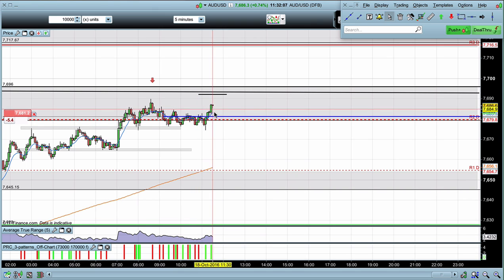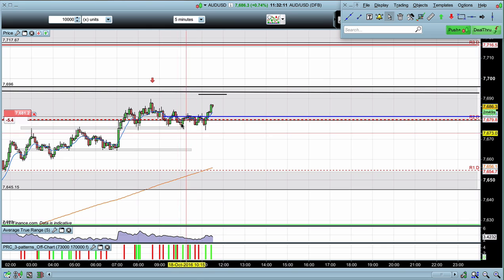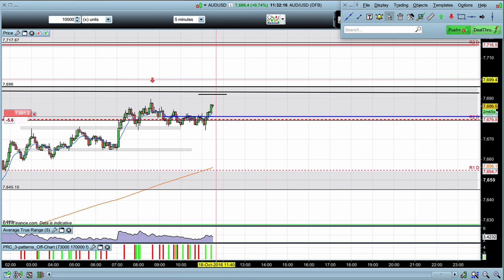Apart from that, I'm still looking for the market to come back down. So now that I've had the reaction off of the management point, what I've done is tightened the stop, and that is the only alteration to the trade that I make.